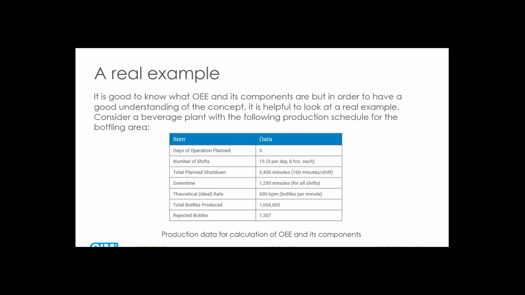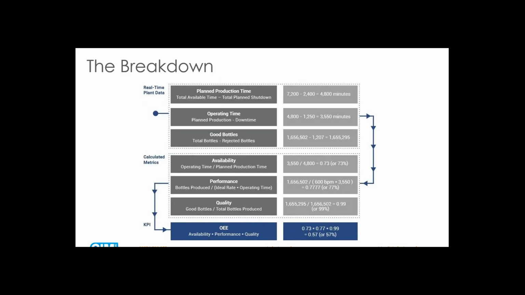And over the 5 days, we're going to record the total number of units produced, so just over 1.6 million. And of those 1.6 million, we rejected about 1,200. So using that data, we're going to put that into the OEE calculation and see what we turn out.